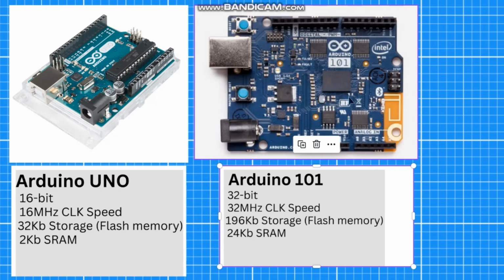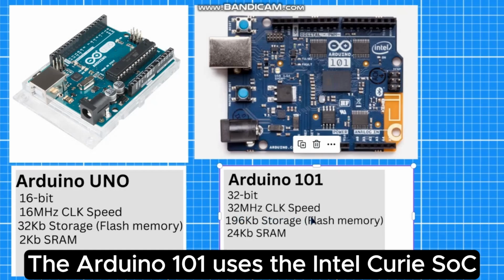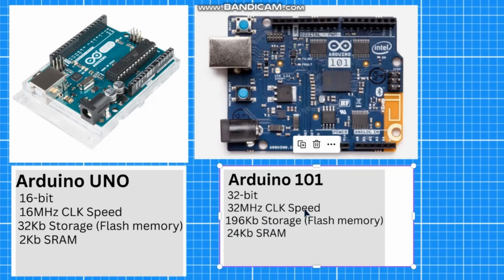But the thing about these boards is that they're 32-bit, running at 32 MHz clock speed, and they have a whopping 196 kilobytes of flash memory or storage. And actually, here's the thing. It actually has like 384 or something. I know it's more than that. It's double what I wrote here, but you can only actually use 196 kilobytes of storage, I believe.